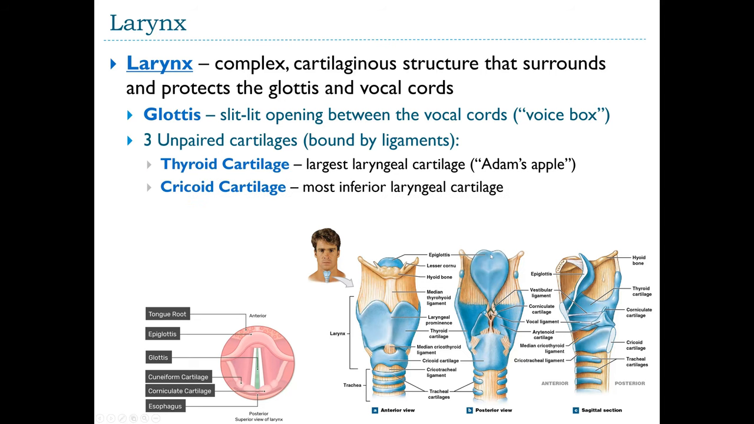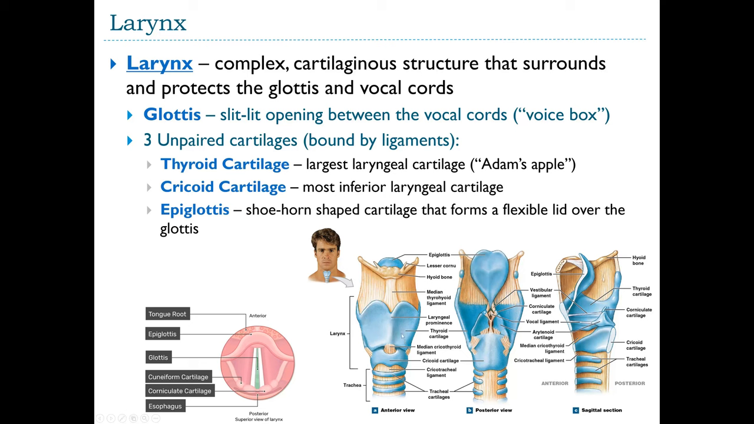The next cartilage is the cricoid cartilage. This is the most inferior of the laryngeal cartilages, so it is at the bottom of the larynx, and below that is where we'll have the trachea and tracheal cartilages, which we'll talk about in the next section. The third unpaired cartilage is the epiglottis, which is a large shoehorn-shaped cartilage that forms a flexible lid that can close over top of the glottis, which again is the opening between the vocal cords. The larynx also contains three smaller pairs of hyaline cartilage, but we're not going to go into that level of detail in this lecture.